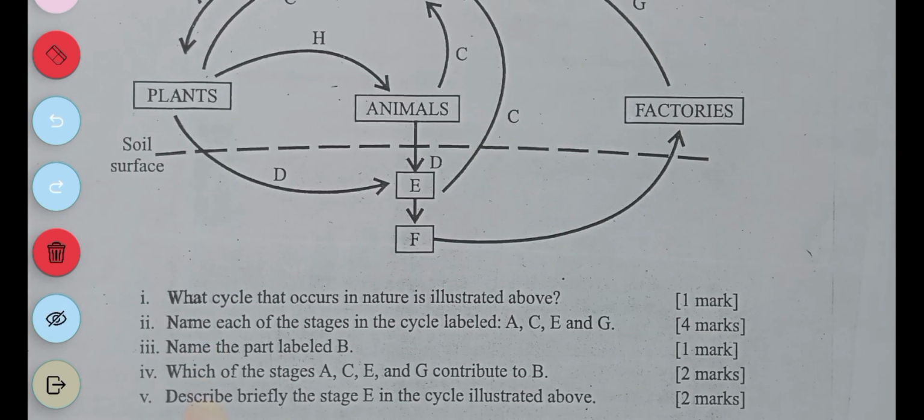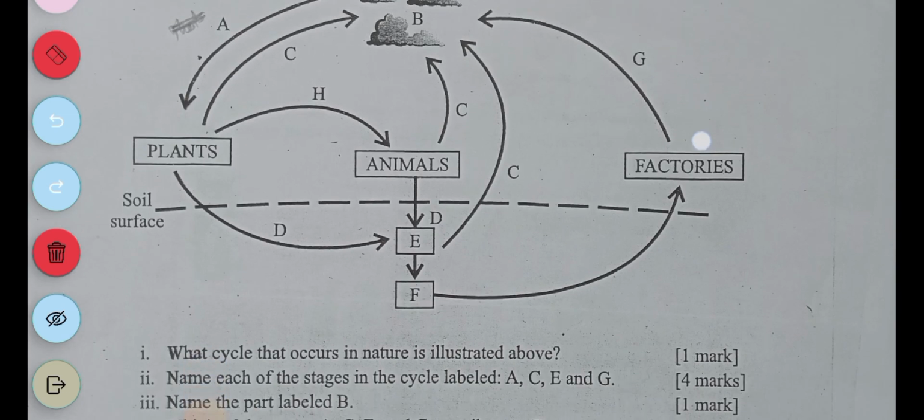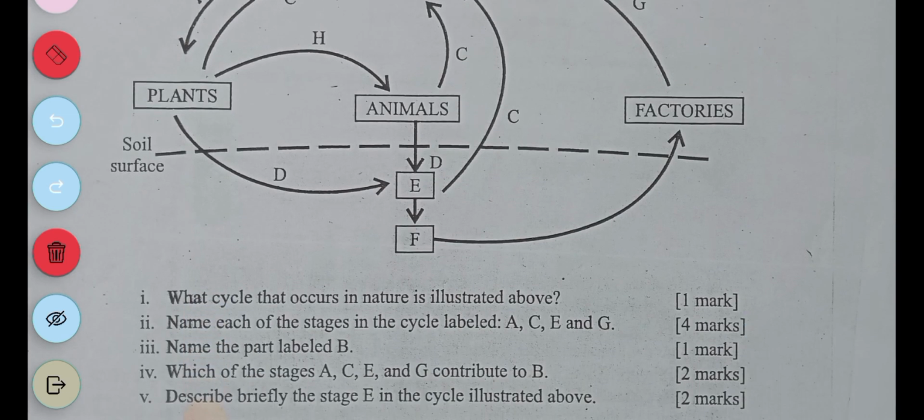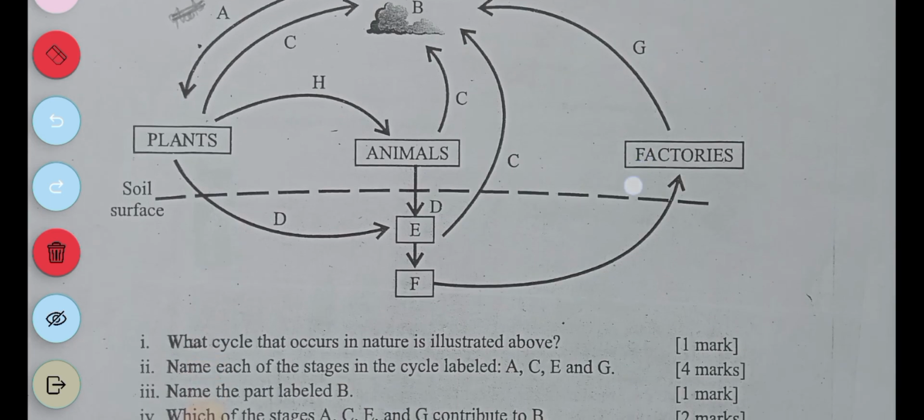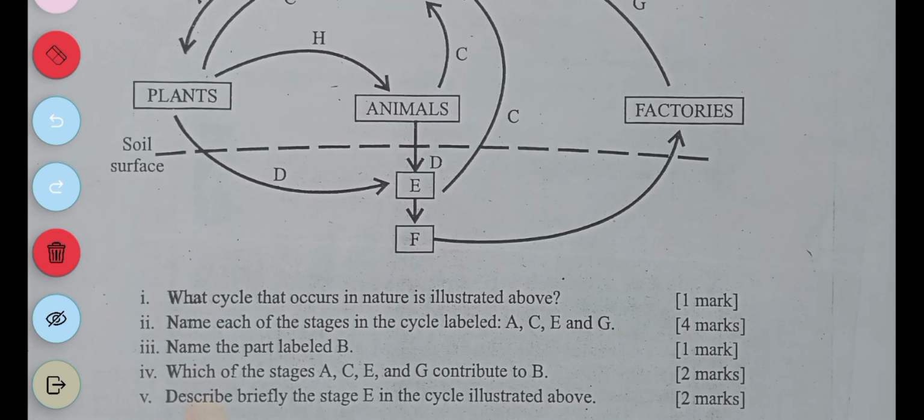So we move on to the next question, which says, which of the stages A, C, E, and G contribute to B? It simply means, does stage A contribute to the production of carbon dioxide, does stage C contribute to the production of carbon dioxide, or does stage E or G contribute to the production of carbon dioxide? So let's look at them again. We said A is photosynthesis. Now, A sequestrates or reduces carbon dioxide in the atmosphere. C increases it. So C introduces carbon dioxide into the atmosphere.